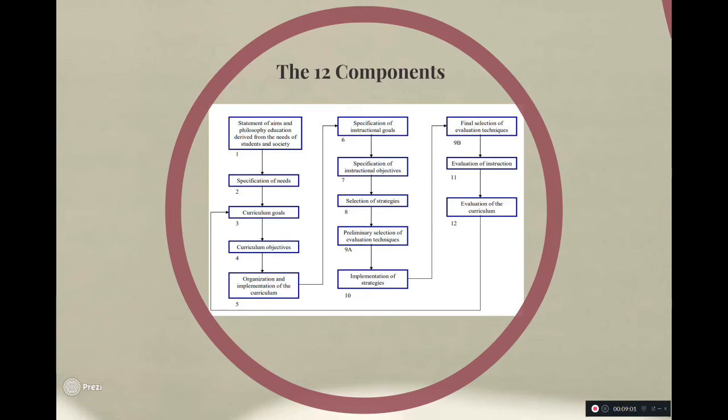And 12. The component completes the cycle with the evaluation not of the student or teacher, but rather for the curricular program.